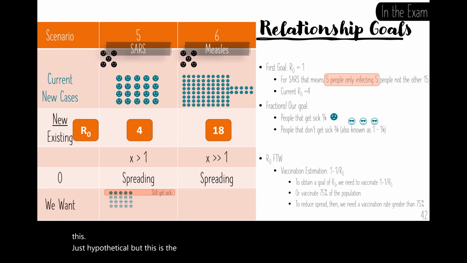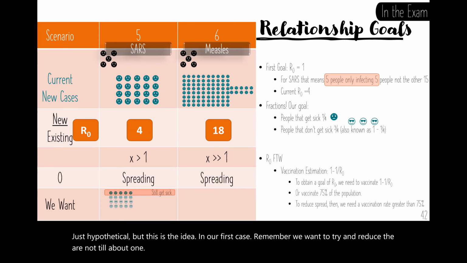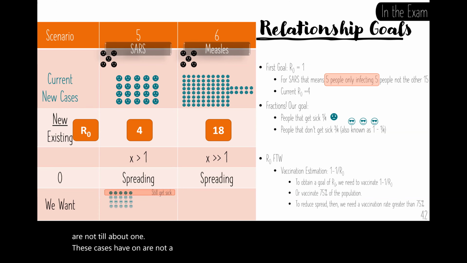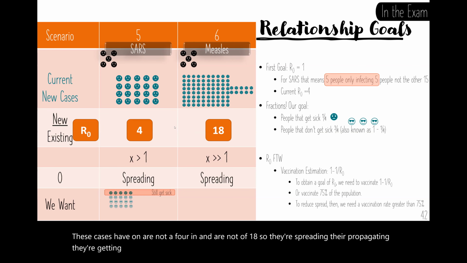In our first case, remember, we want to try and reduce the R0 to about 1. These cases have an R naught of 4 and an R naught of 18. So they're spreading, they're propagating, they're getting bigger, basically, and lots of people are going to get sick. And if they don't go under control, pandemic, basically.